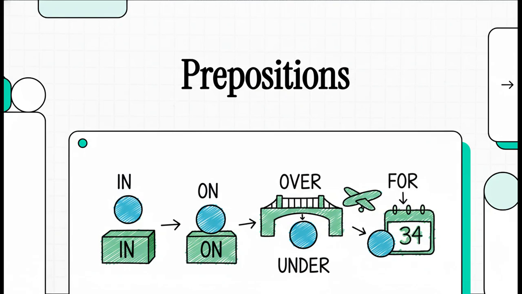Have you ever really thought about those little words that kind of glue our language together? I'm talking about words like in, on, over, and for. They seem so small, right? But these are prepositions, and they're like the secret architects of our sentences, building all the relationships between everything we talk about. So today, we're going to dive right in and figure out exactly how these tiny but mighty words work.